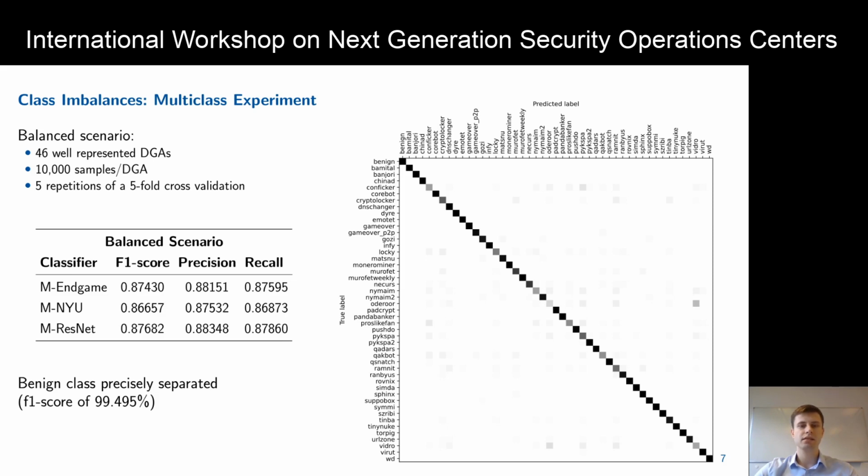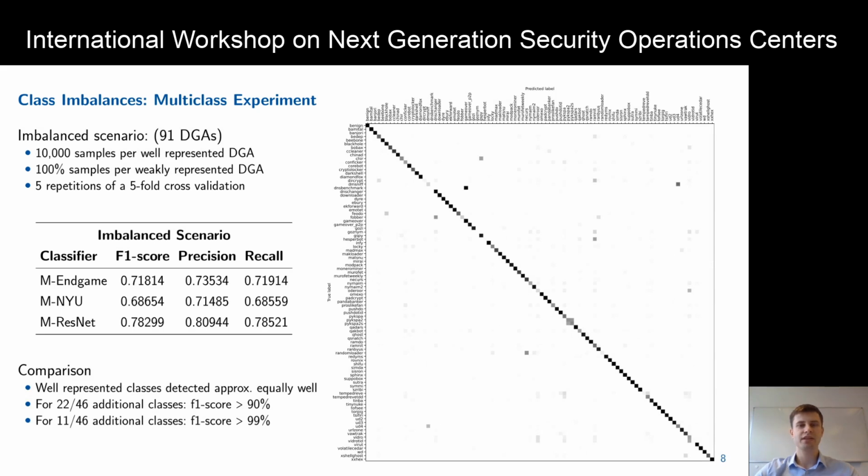The benign class is located in the top left corner, and the DGAs are alphabetically sorted. It can be seen that the benign class can precisely be separated from all other classes. Most DGA families are easily recognizable. Now we compare these results with the imbalance setting. Here we additionally include all samples of the weakly represented group. This time the labels are barely readable, but I will summarize the results.